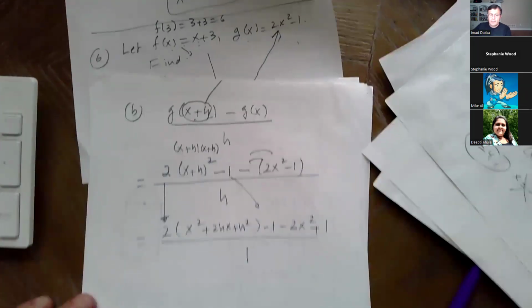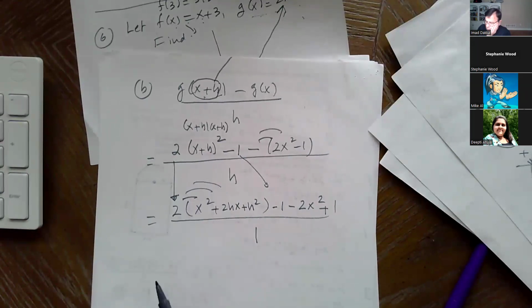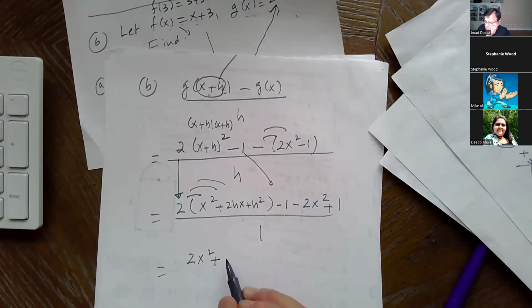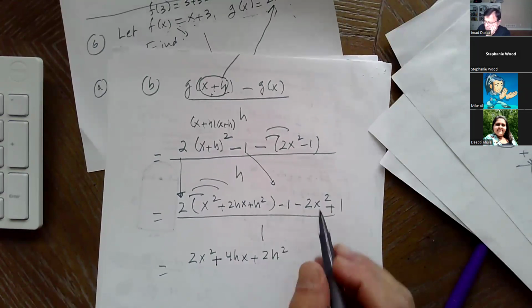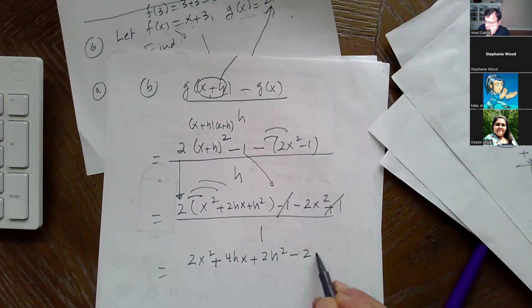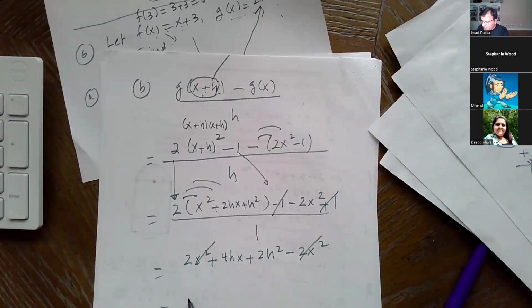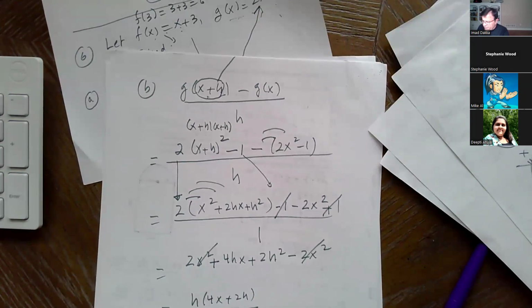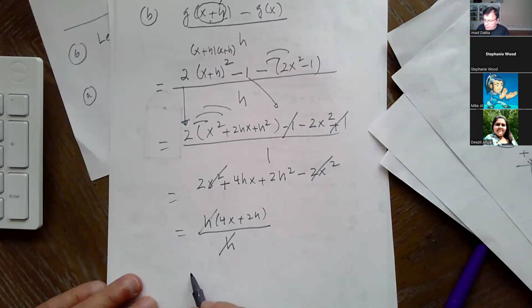So distribute the 2. We get 2 times x squared is 2x squared, 2 times 2hx is 4hx, and 2 times h squared. And then the ones cancel out. The 2x squared cancels out. And now we can pull out an h from the numerator. And don't forget, we still have an h at the bottom. Once that h cancels out, we know we're done. 4x plus 2h is the answer.